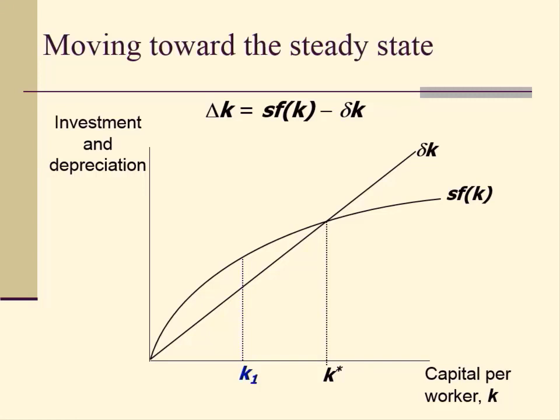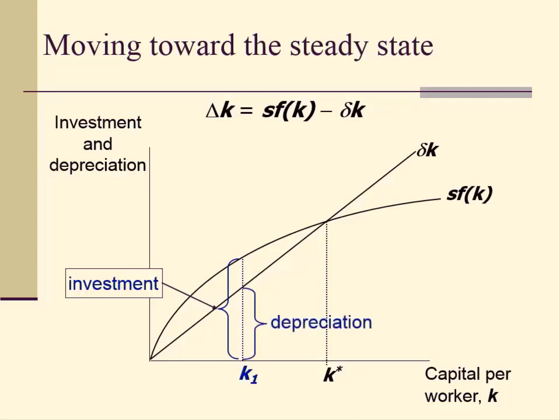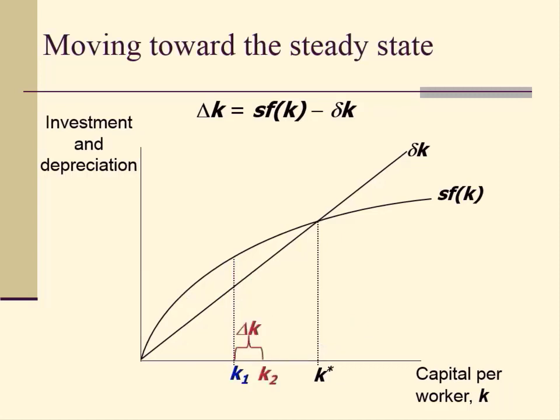And this vertical distance is the change in capital stock per worker. That is, you invest and the investment is greater than depreciation. Therefore, there's going to be a net increase in capital stock per worker by the amount of difference. And this much is where the capital stock per worker increases from K1 to the right. So it increased to K2 by the amount of difference at K1 of investment and depreciation.